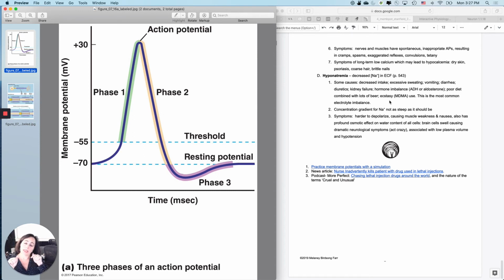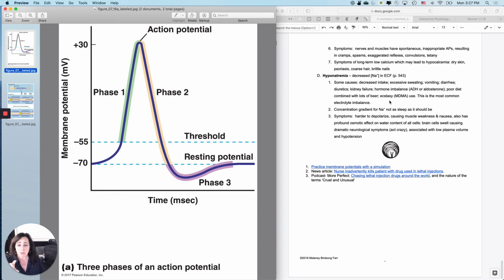There's also MDMA use. MDMA, which is often referred to as ecstasy or Molly. Almost everyone who's died from using MDMA has died related to ion composition, not what happens with their brain. We'll talk about how MDMA really works later in the semester, but I'll tell you what it has to do with this when we're talking about the hyponatremia.